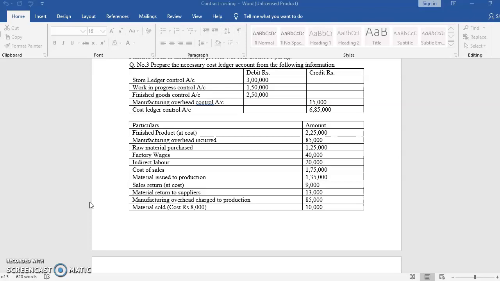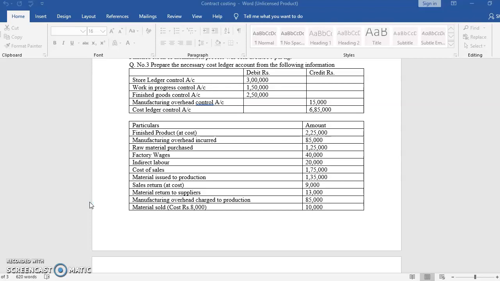So we have to prepare first the cost ledger control account. Just below that we have to prepare the store ledger control account. Then if you see the further information, we also have to prepare the wages control account, manufacturing overhead control account, work in progress control account, finished goods control account and cost of sales control account.